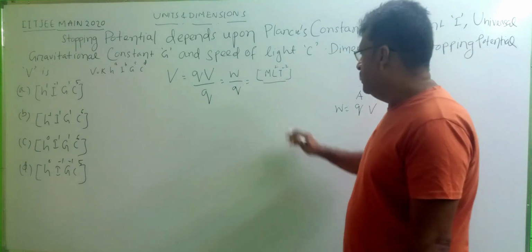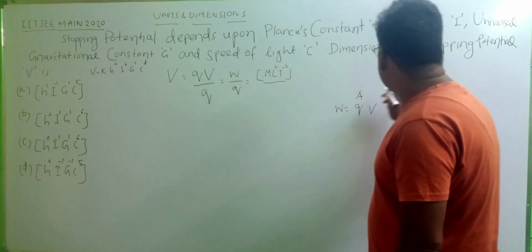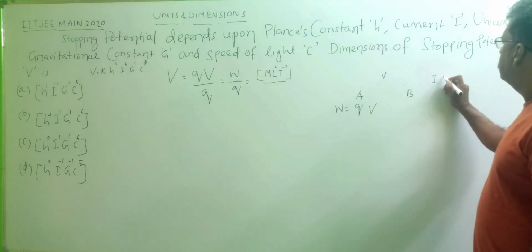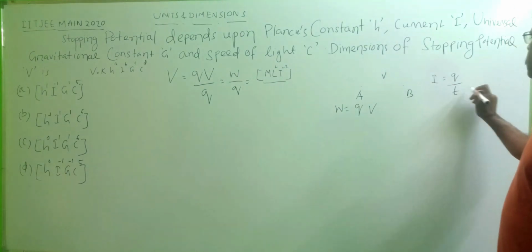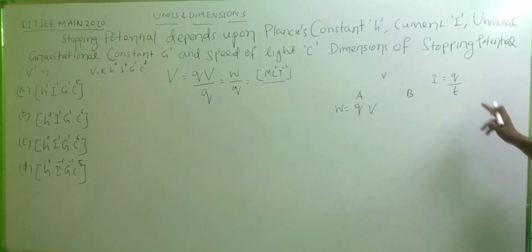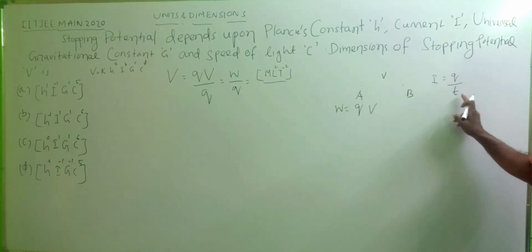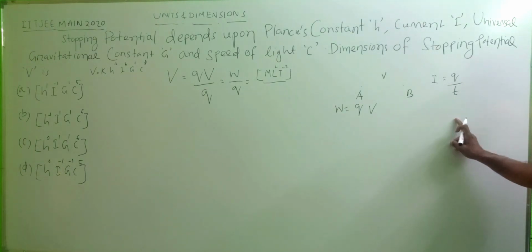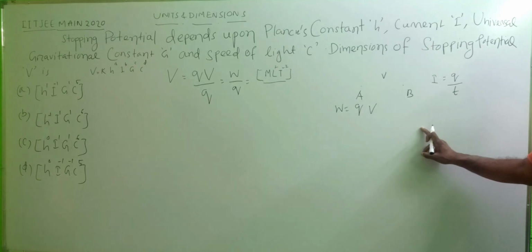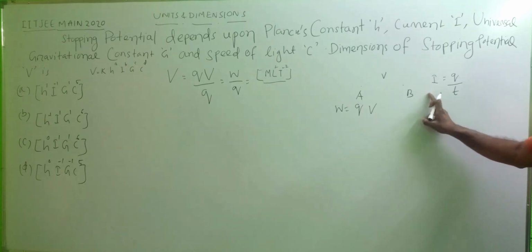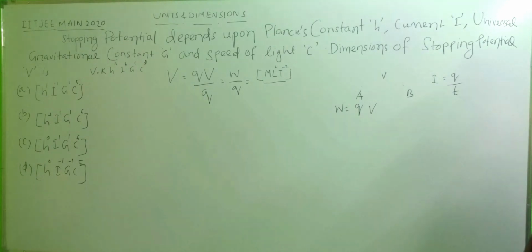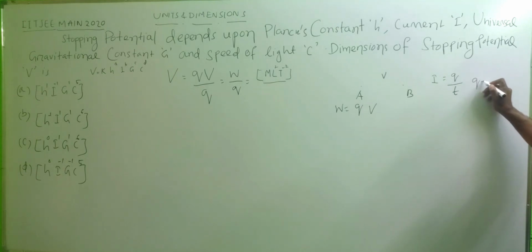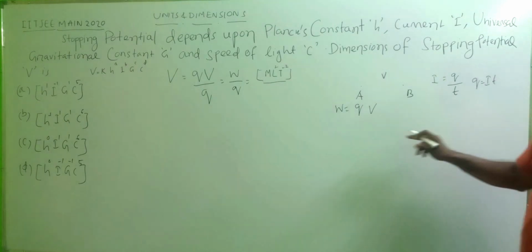And this Q, what is it? Electric current, students, I is equal to Q by T. Electric current is the time rate of flow of charge, or how much electric charge passes through a particular point in 1 second gives the electric current at that point. Okay, students? So, we may write Q is equal to I T here.